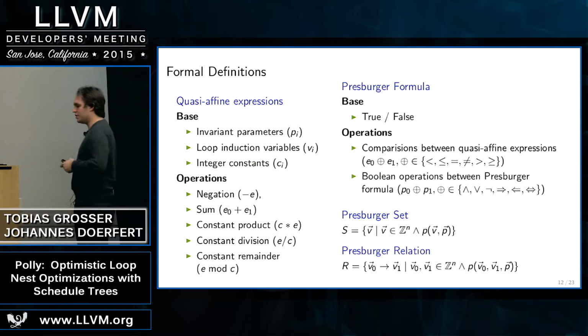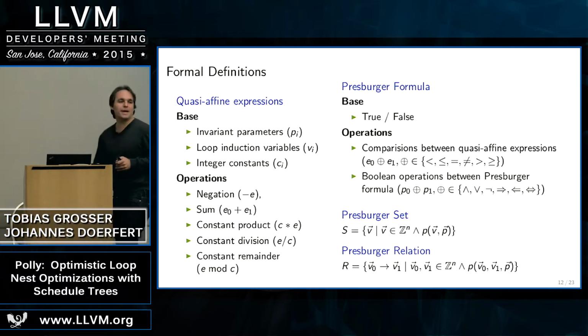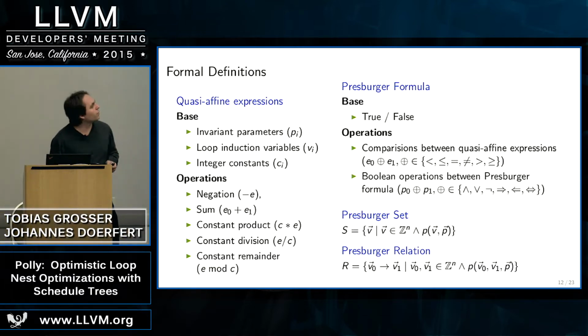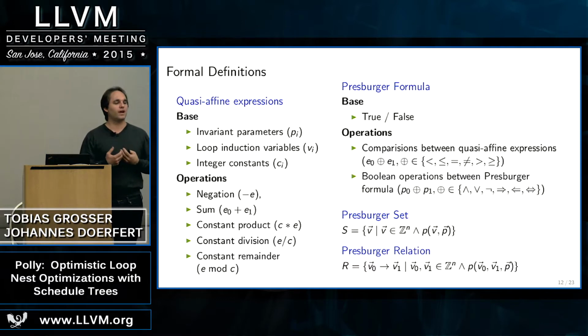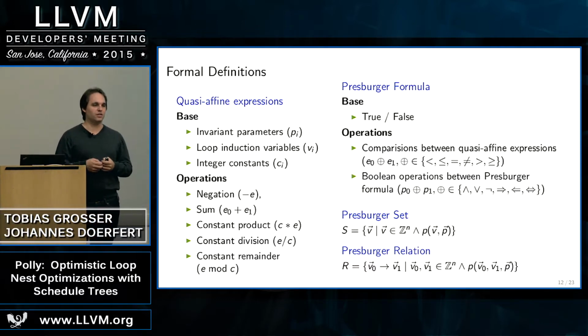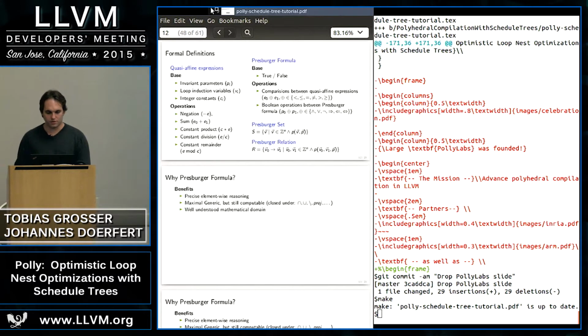So there's a formal definition of the kind of spaces we use and play with. I just wrote this down for you. We have quasi-affine expressions, Presburger formulas, which are formed from quasi-affine expressions, and then we have something called a Presburger set and a Presburger relation. I won't read what we have there because it's kind of a lot.